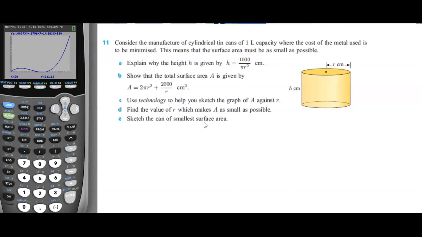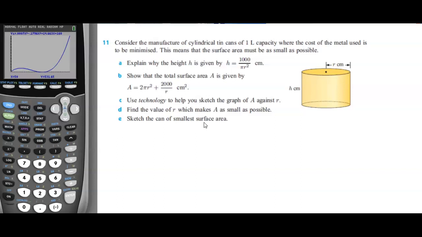Number 11. Consider the manufacture of cylindrical tin cans of 1 liter capacity where the cost of the metal used is to be minimized. This means that the surface area must be as small as possible. Explain why the height is given by blah, blah, blah.